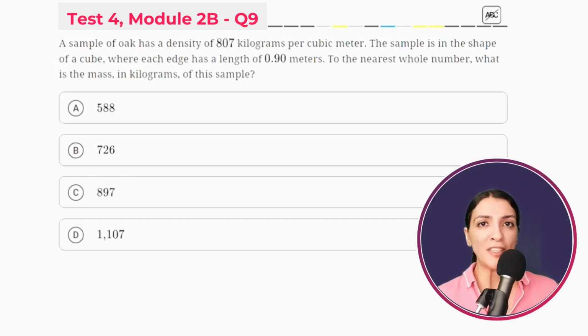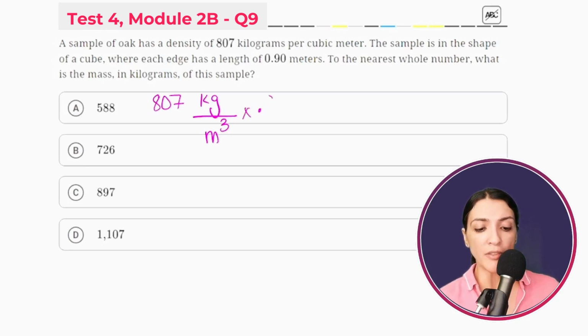This question involves density. Now, density is mass per volume, but let's say you forgot that formula and you still wanted to get this answer correctly. Let's look at the units. We're given 807 kilograms per cubic meters. Now we're going to reverse engineer our way from kilograms per meters cubed to kilograms. What we want then is to multiply this number by a factor such that we have meters on top. So what we can do is multiply this by 0.9 meters.